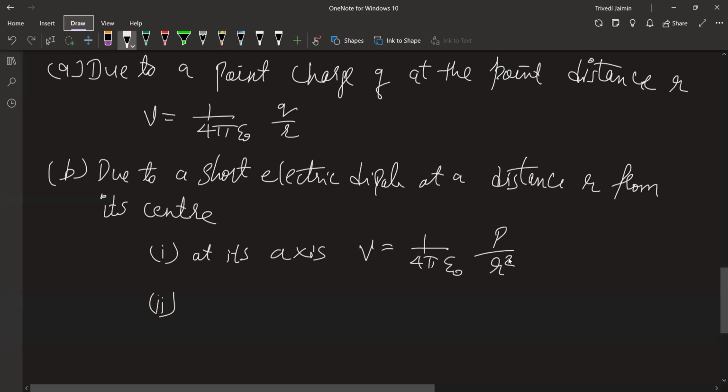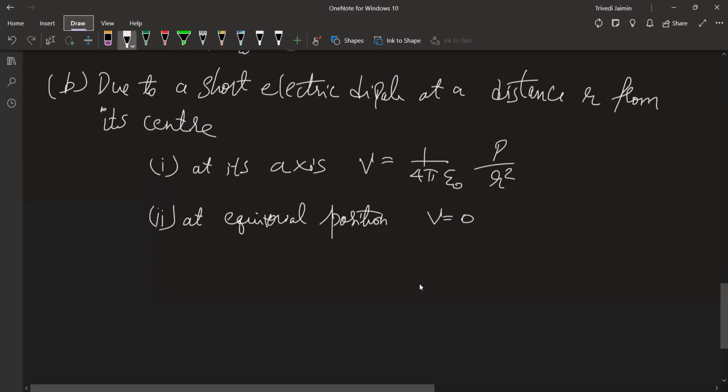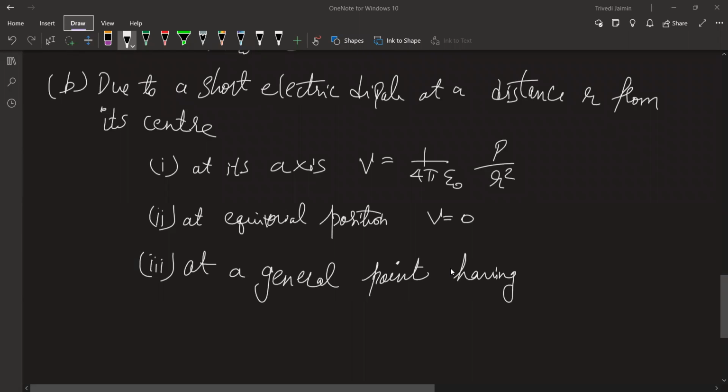Second one, at equatorial position. At equatorial, V is 0. See, when there is an equatorial position, V will be 0. Means overall V will be 0, because it is equatorial.